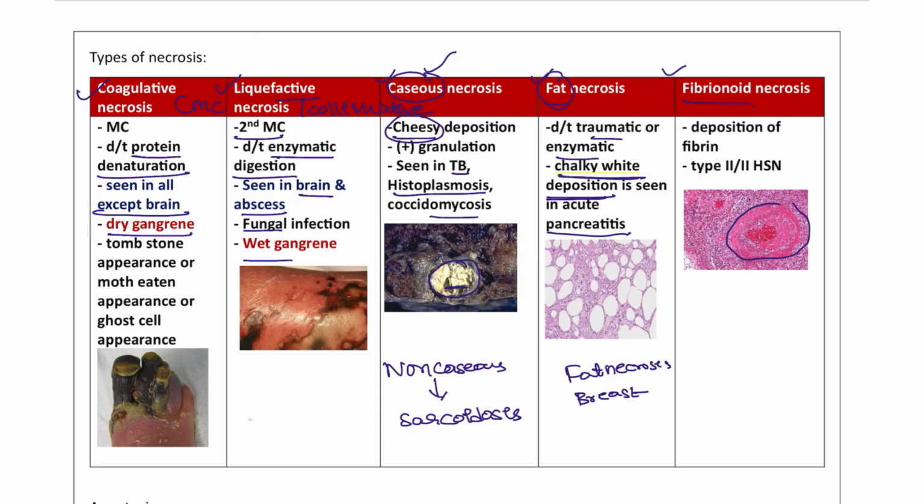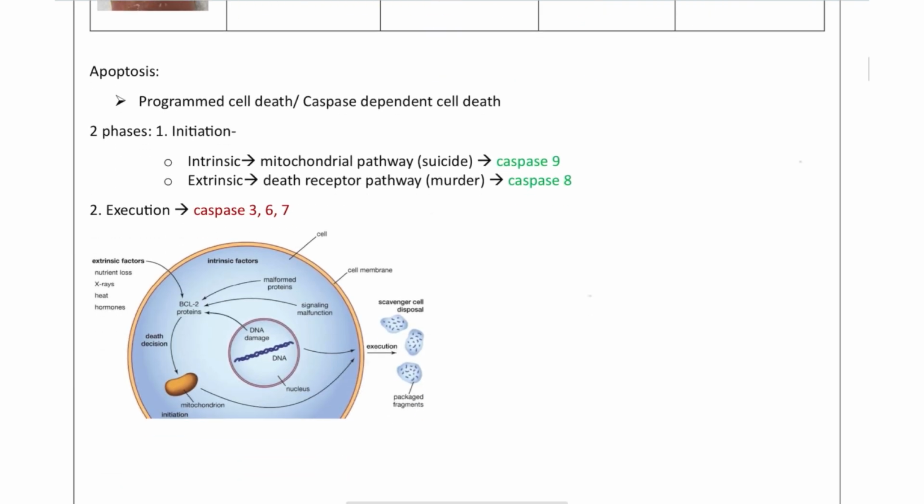Here you can see this is the vessel and there will be depositions, right? That is fibrin deposition, seen in type 2 and 3 hypersensitivity reactions. What is apoptosis? Apoptosis is programmed cell death in a regulated manner, right? We discussed this is normal also.